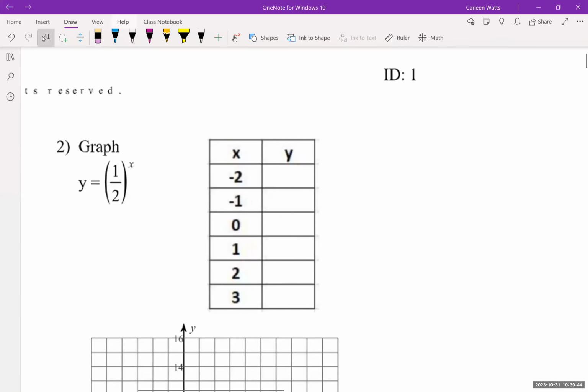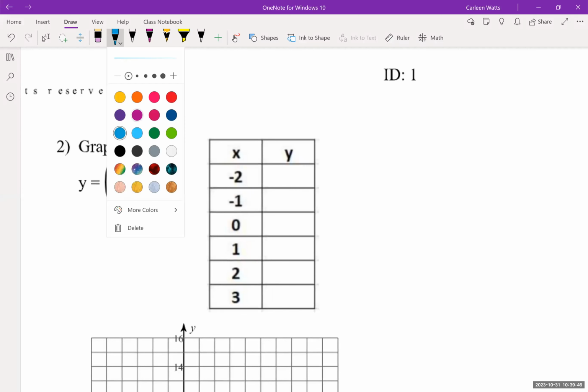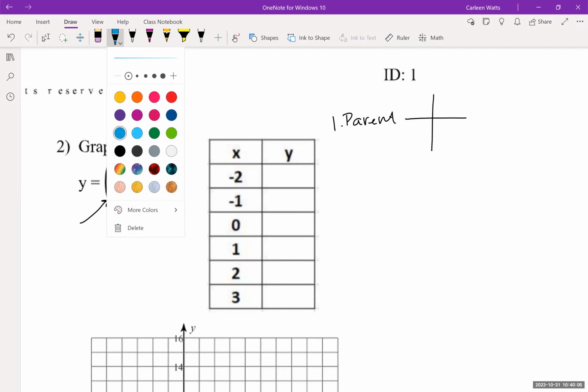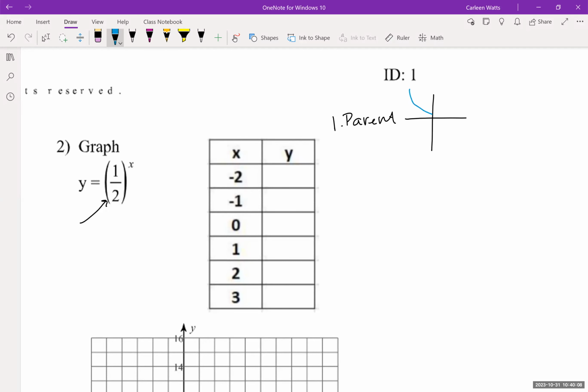Okay, let's talk about this one. Number 2, the parent graph. This is a fraction less than 1. Technically, the absolute value is less than 1. So the parent graph, this is not an airplane taking off. This is an airplane coming in for a landing. In both of these cases, the x-axis is the asymptote. It gets closer and closer and closer and never crosses the asymptote.